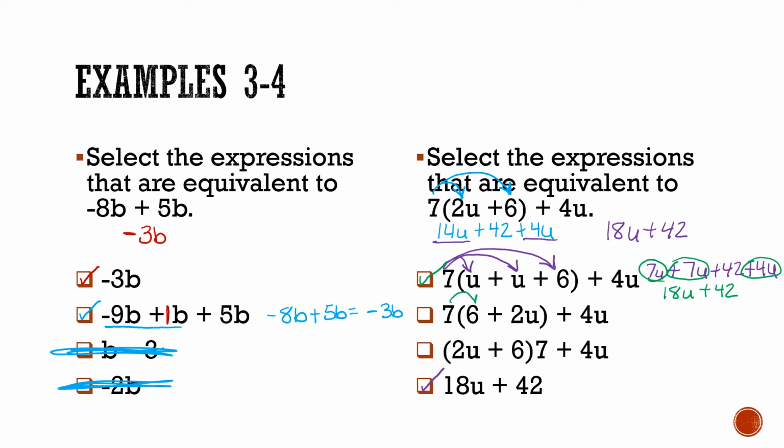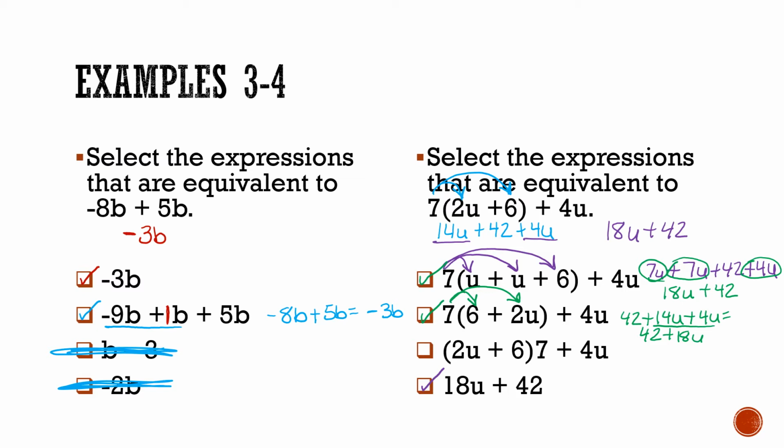Again, we have to distribute the 7. So 7 times 6 is 42. 7 times 2u is 14u plus 4u. So that is 42 plus, and we can combine those two, 18u. And we've already talked about the fact that we can rewrite 18u plus 42 as 42 plus 18u. So this one is correct.